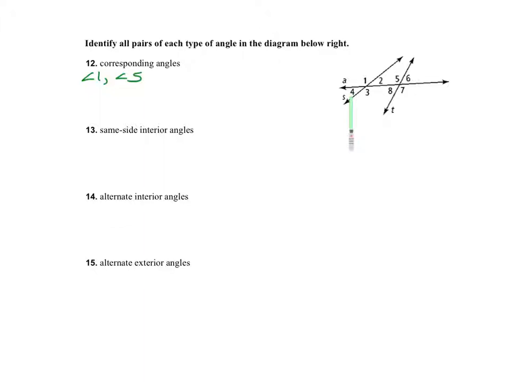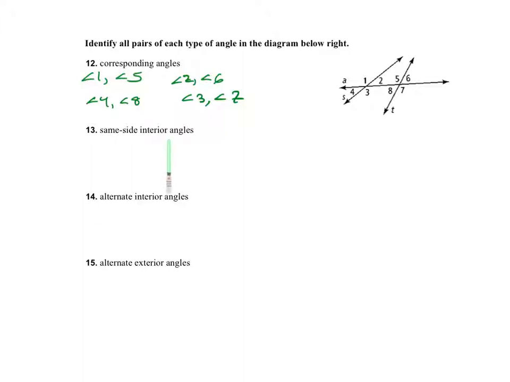Next one was angle 4. So 4 and 8, they are on the bottom part on the left. So 4 and 8. 2 and angle 6, and angle 3 and angle 7.